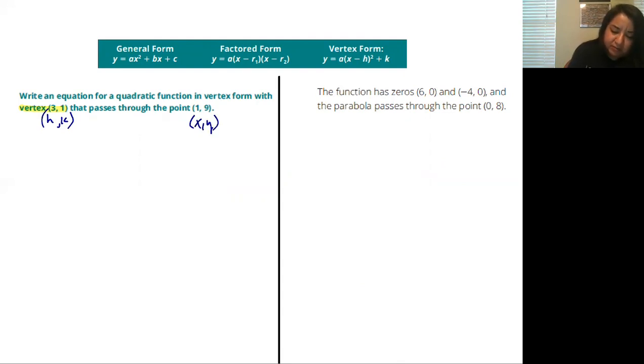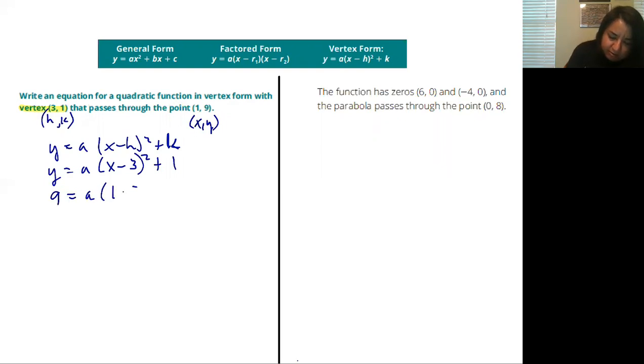So if I'm going to use vertex form, I am going to substitute in the information that I know right now. So first, let's just substitute my H, K. So that'd be X minus my H plus my K, which is 1. But now I need to substitute in my X and Y values. So 9 equals A times 1 minus 3 squared plus 1. So if I do my algebra, I'm going to get 4A plus 1. Then I would get 8 equals 4A, and I see that A equals 2.